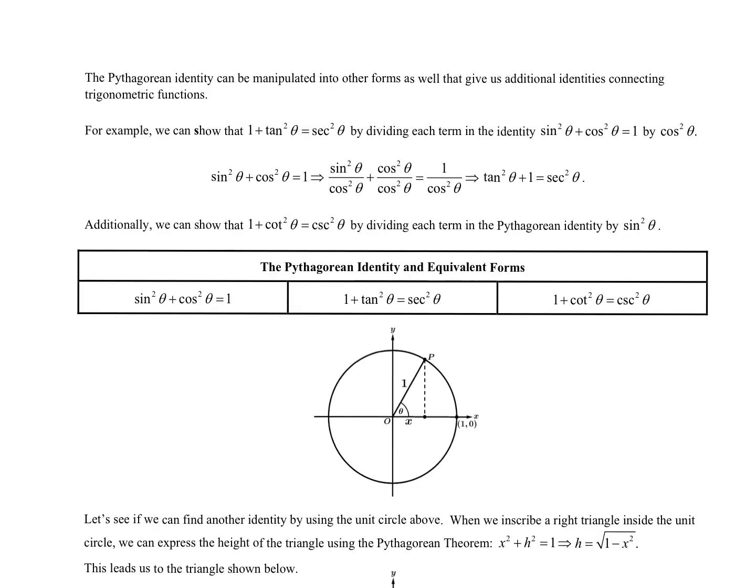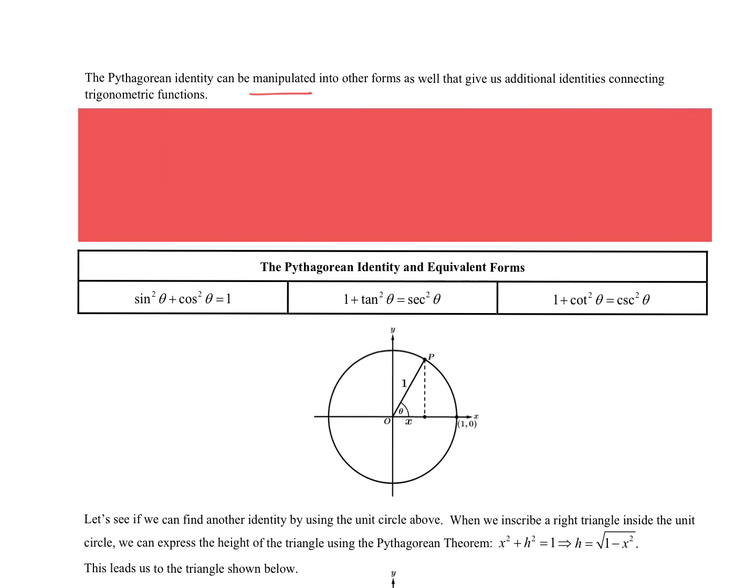So let's keep moving. Our Pythagorean identity can be manipulated into other forms, and I want to show you how we can get those other forms. The only thing that we need to remember is sine squared plus cosine squared is equal to 1. You have to remember that one. However, I'm going to derive the other two, because there's actually 3 of them.